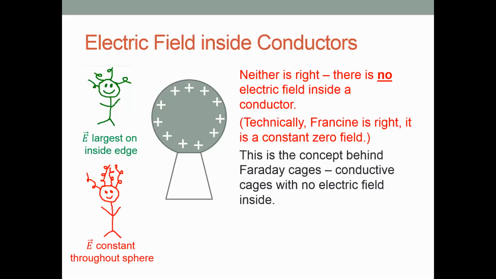So this is the concept behind what are called Faraday cages, and we'll talk about that in class. This is a cage that is conductive, that has no electric field inside, so that a person can be inside a Faraday cage and not feel any electric field, even if there's a very strong charge on the cage itself.